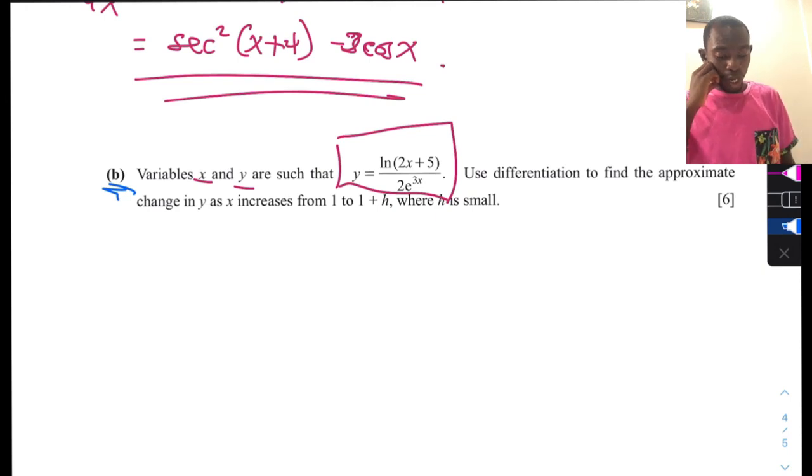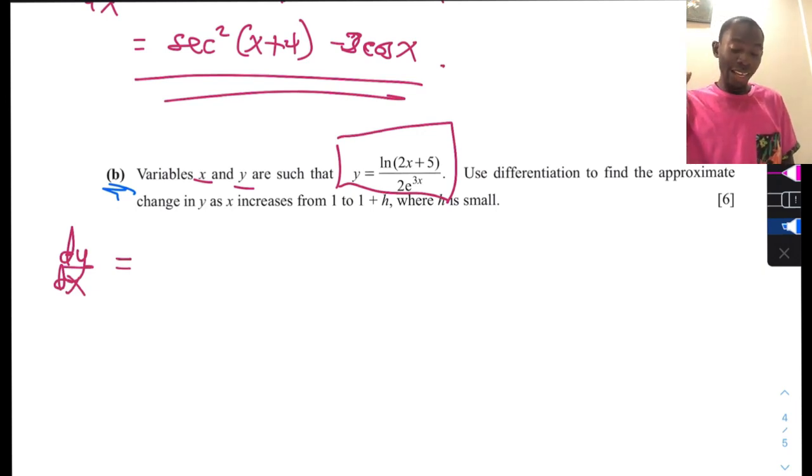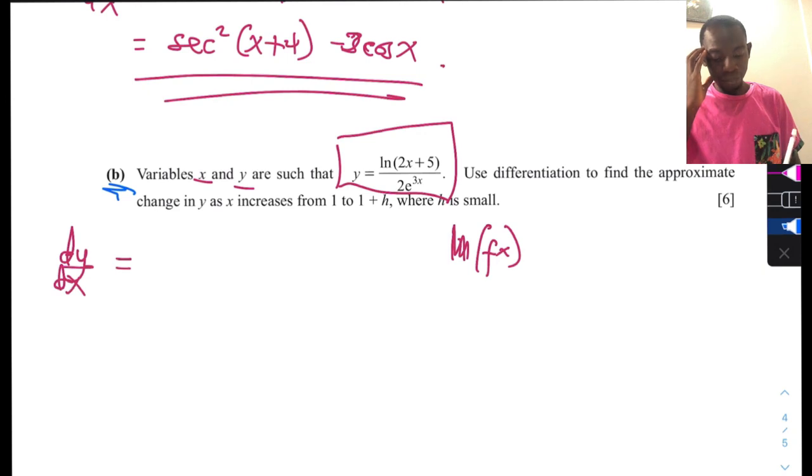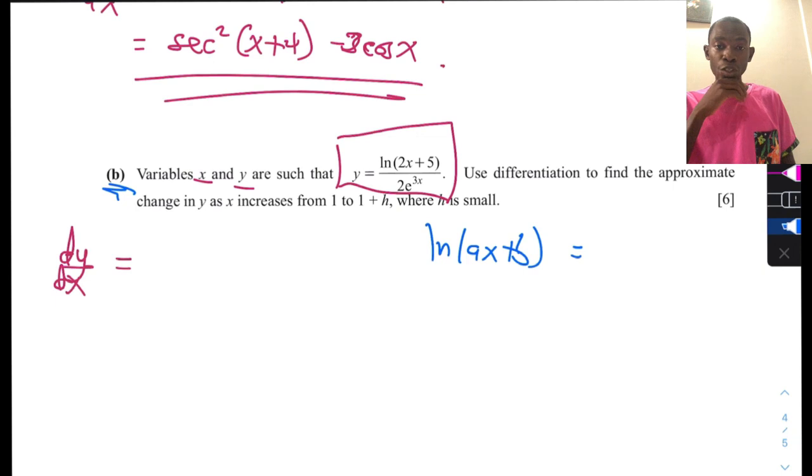Okay, so we need our dy/dx. All right, this is a quotient. So I'll start by differentiating the ln. If you want to differentiate an ln function, let's say you have ln f of x. That would be very confusing, so let me just make it ln(ax + b). What happens is that you differentiate the inner function, and you have only a divided by the inner function ax + b. So this is how we differentiate natural log.